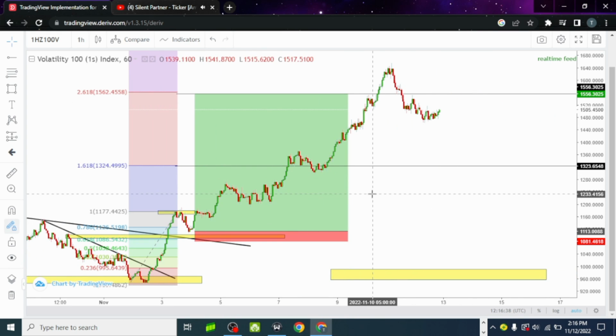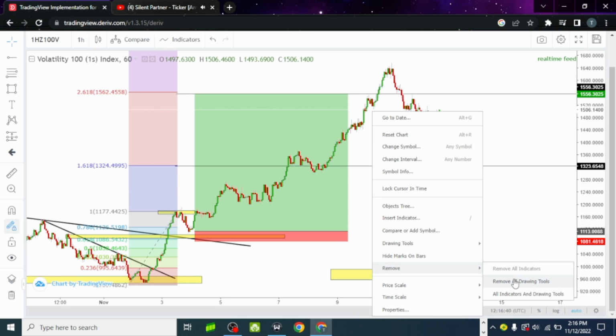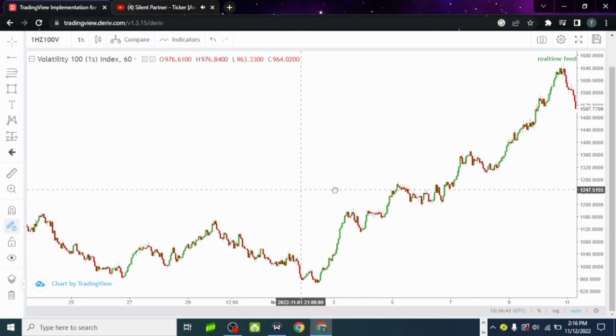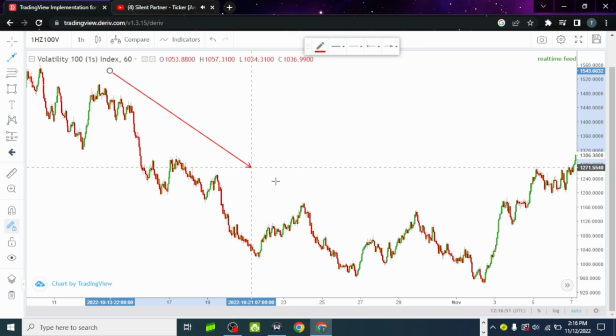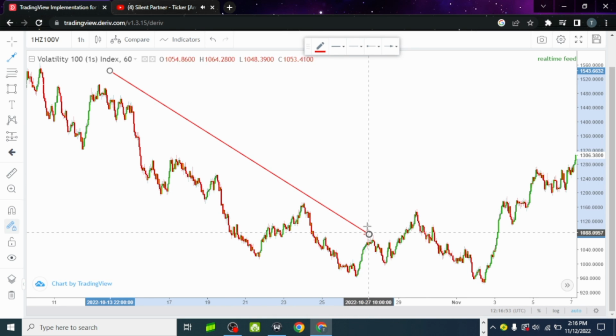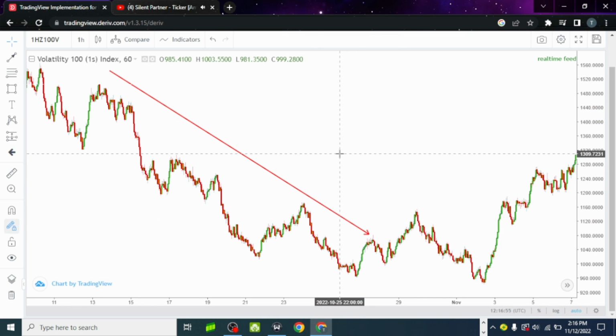So what I need to do here is erase all these drawing tools, and I need to explain something. You see here we've got an extension to this downside here. A lot of people make mistakes on that one. Of course if we have an extension to the downside, you know that the market is heading to the nearest demand zone.